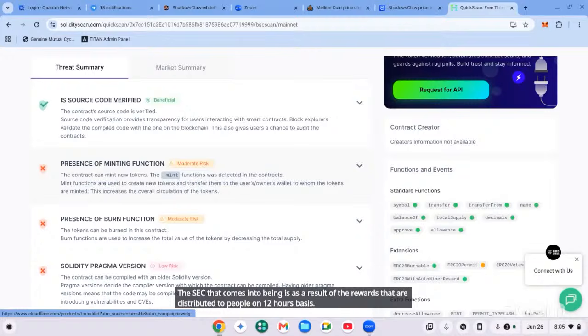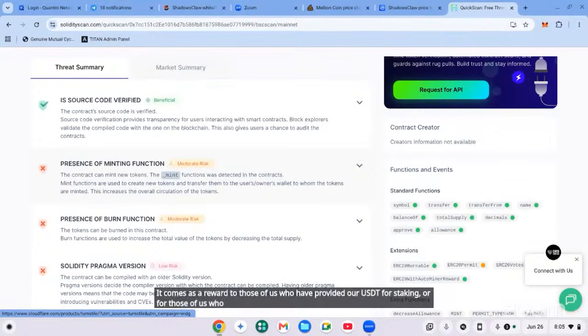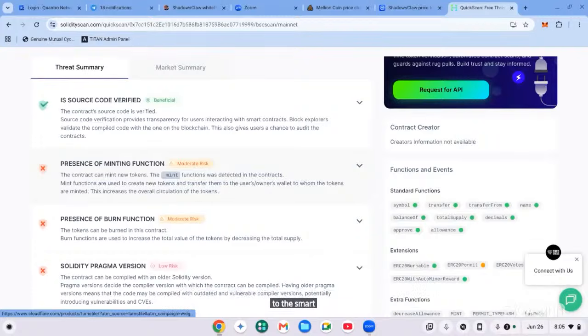In other words, this token is not pre-minted. It comes as a reward to those of us who have provided our USDT for staking, or for those of us who have built teams. So the presence of this minting function is not necessarily a problem to the smart contract, because that is what it has been designed to do.